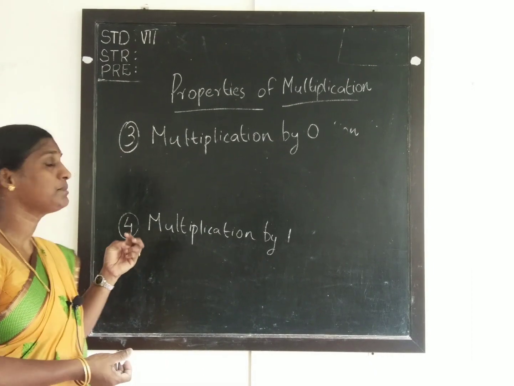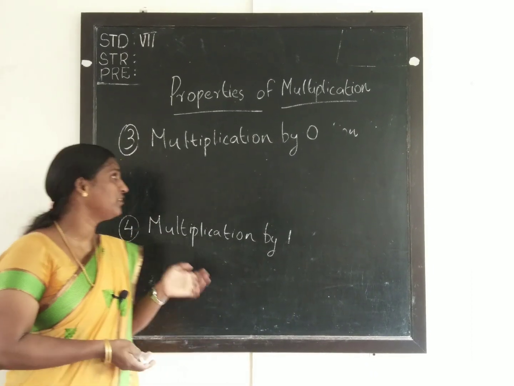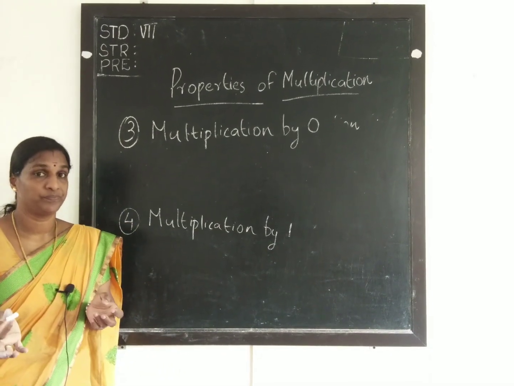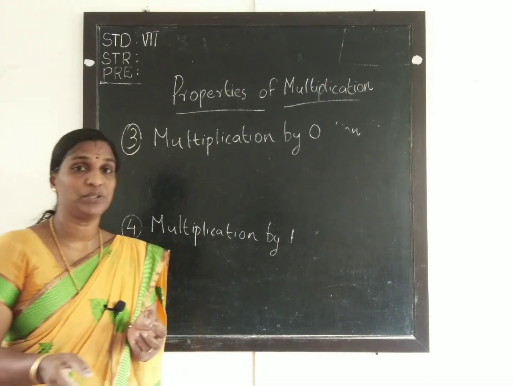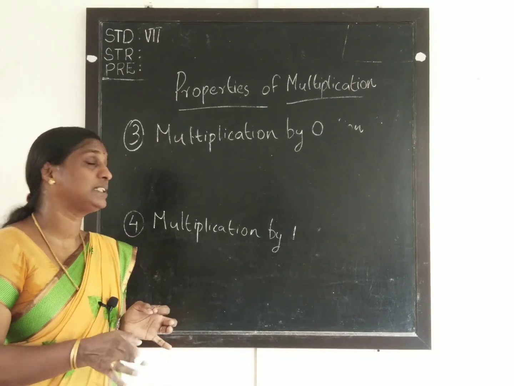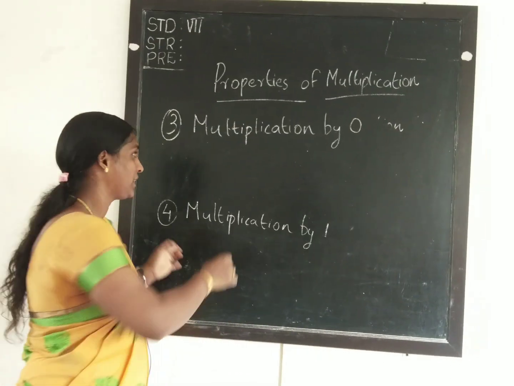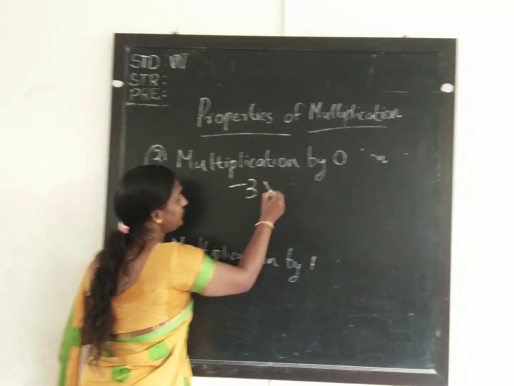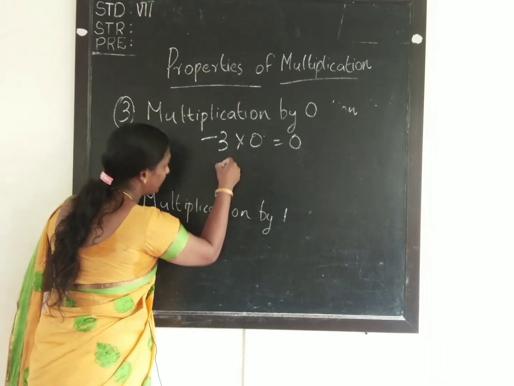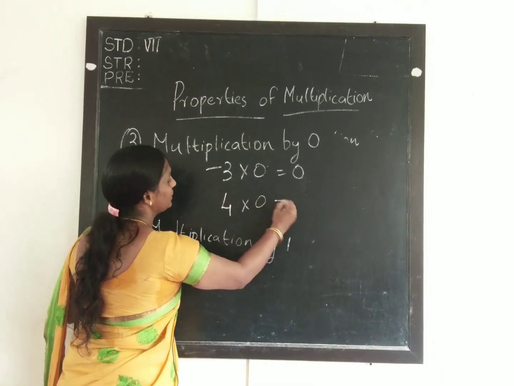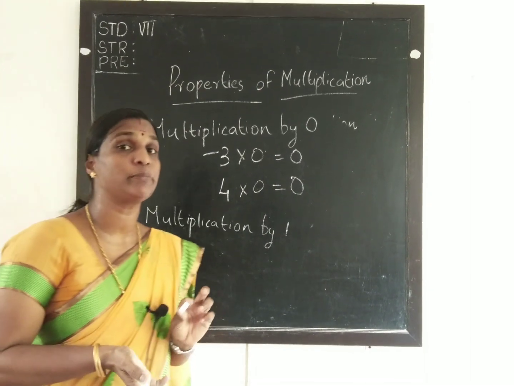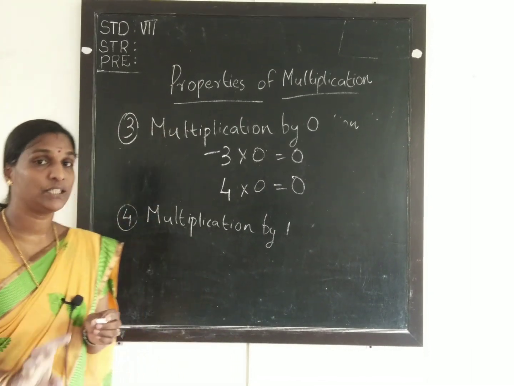The third property is multiplication by 0. These are all very simple and known to you. Any number multiplied by 0 gives 0 itself. In the case of integers also, any integer multiplied by 0 gives 0. If you are multiplying a negative integer with 0, the answer is 0. And if you are multiplying a positive integer with 0, the answer is 0. So any integer multiplied by 0 gives 0 itself.